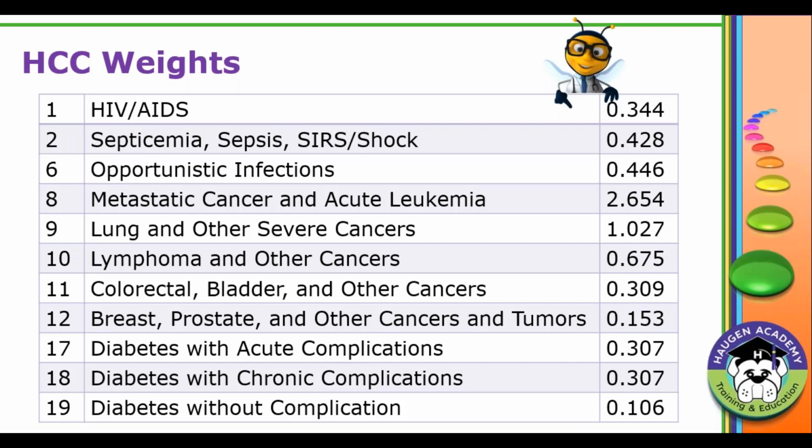The weights shown on this slide are for a patient who is aged into Medicare, not disabled, and who lives in a community rather than an institution. Remember that the weights are adjusted for socioeconomic factors, such as if the patient is disabled or institutionalized, and for those who are dually covered with Medicare and Medicaid, either partially or fully.